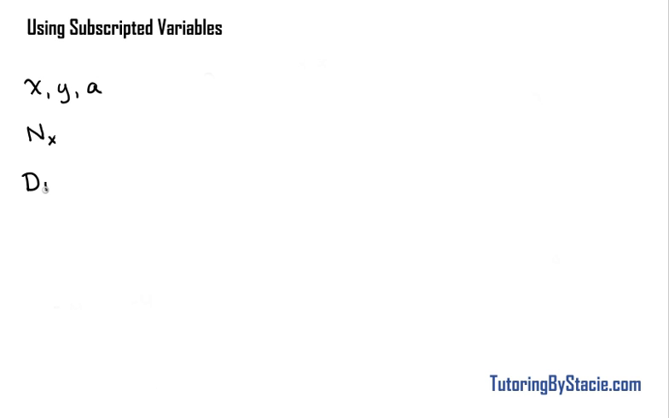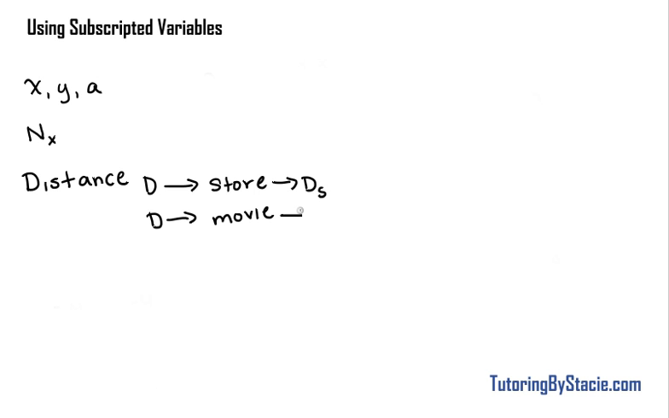The reason that we may do this is because let's say we're talking about the distance, and we have the distance that it takes from home to the store versus the distance from home to the movie theater. And so to represent this in an algebraic equation, we would say d sub s for distance to the store and d sub m for distance to the movie theater.